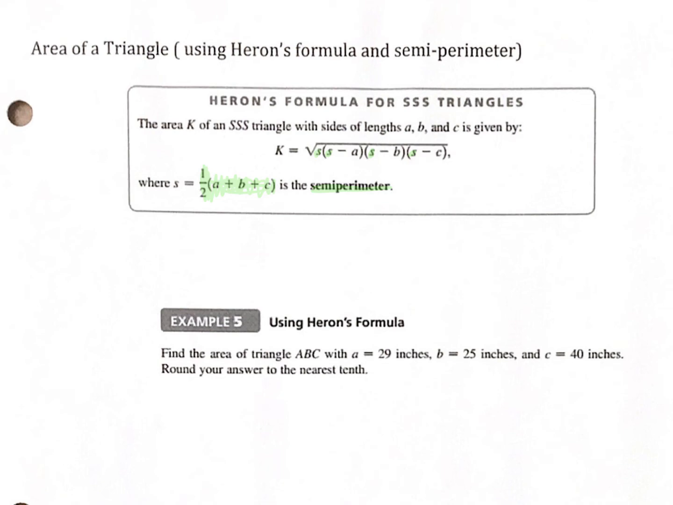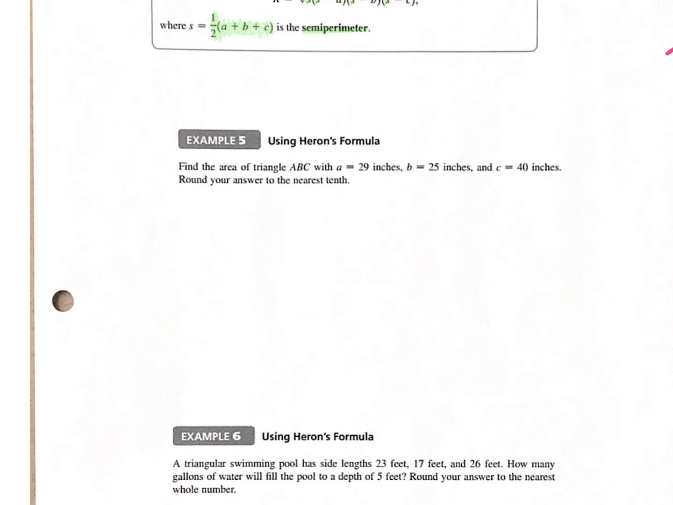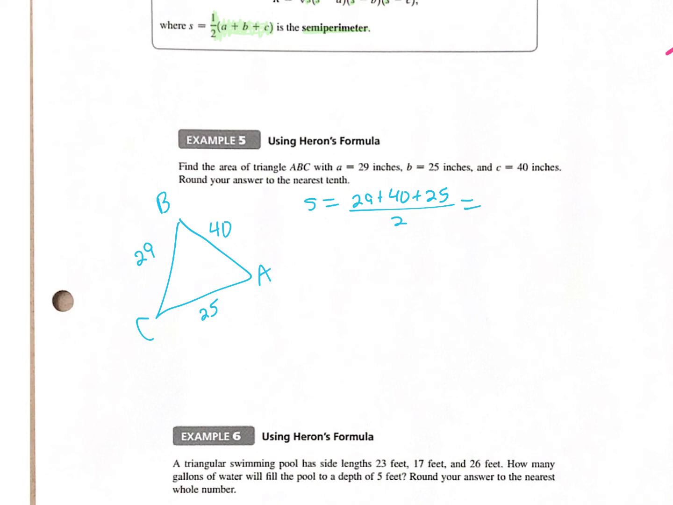Okay, so let's take a look at how that works. All right, so you would not have to draw a triangle for this, but for me, I am such a visual person. I like to do it. A is 29, B is 25, C is 40. We have to find our semi-perimeter first, so we're going to add all of those up and divide by 2. In that case, what we get is 47 for our semi-perimeter.